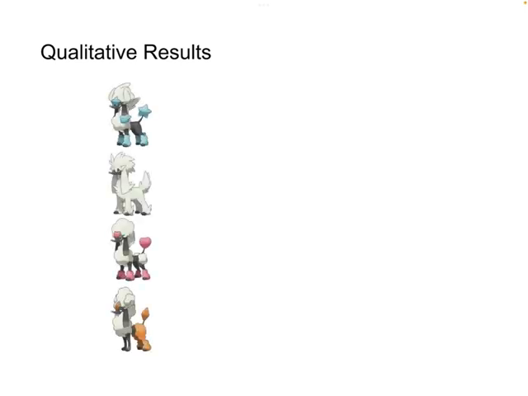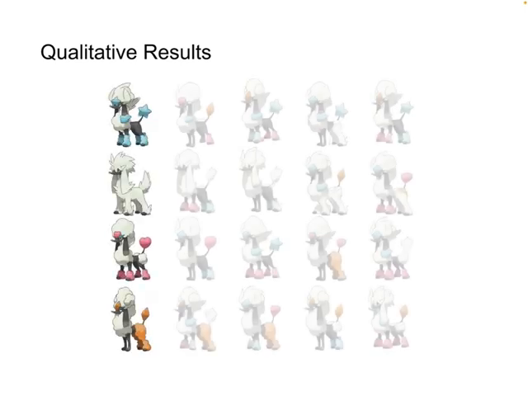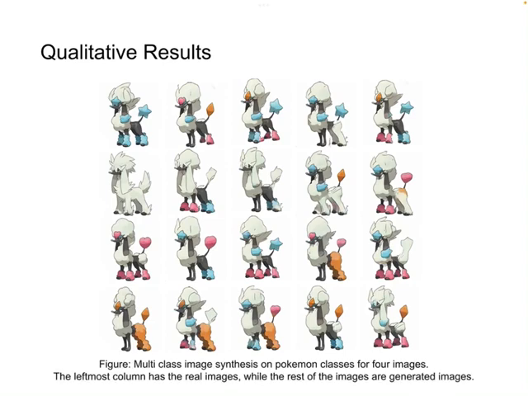Here we visualize the results of multi-class image synthesis on Pokemon classes for 4 images. The leftmost column has the real images, while the rest of the images are generated images.